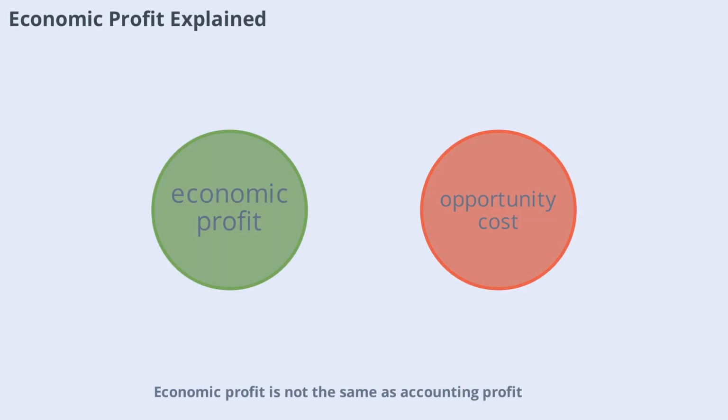Economic profit is not the same as accounting profit. It takes into account both explicit costs like wages and materials and implicit costs such as the opportunity cost of capital. When we say firms earn zero economic profit in the long run, it means they're covering all their costs, including what they could have earned elsewhere. This doesn't mean they're not making money. It means they're earning just enough to keep resources in their current use.